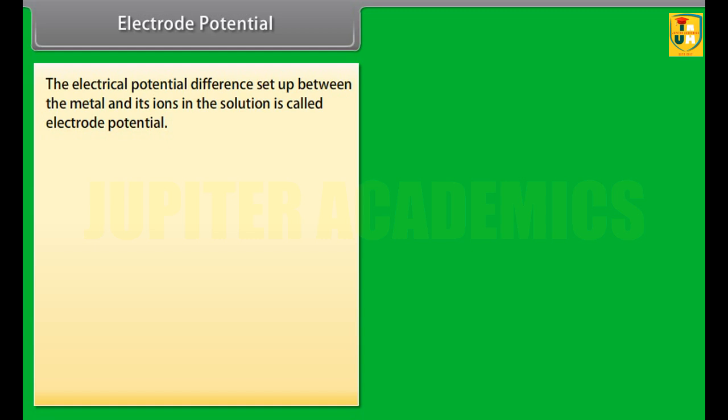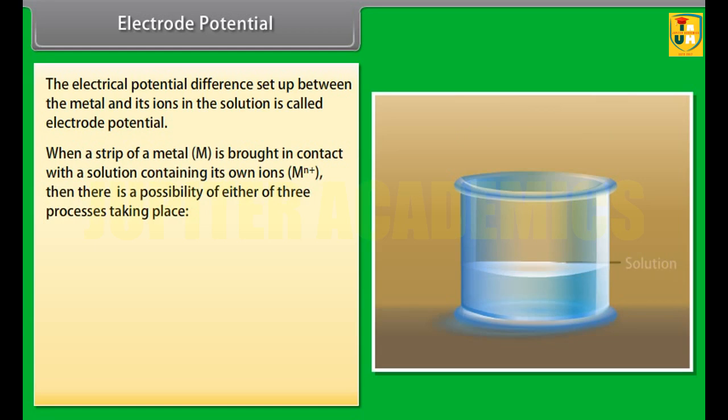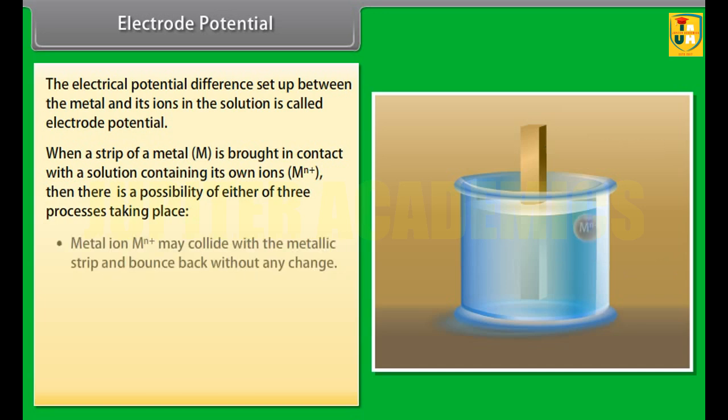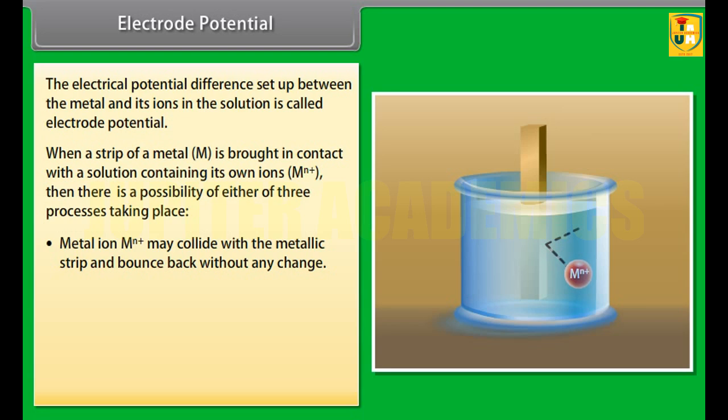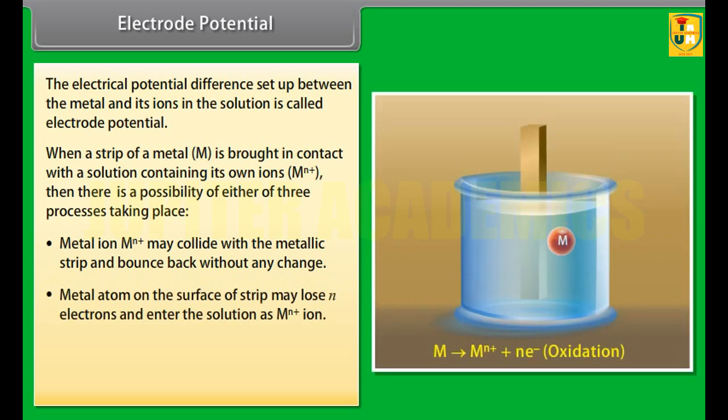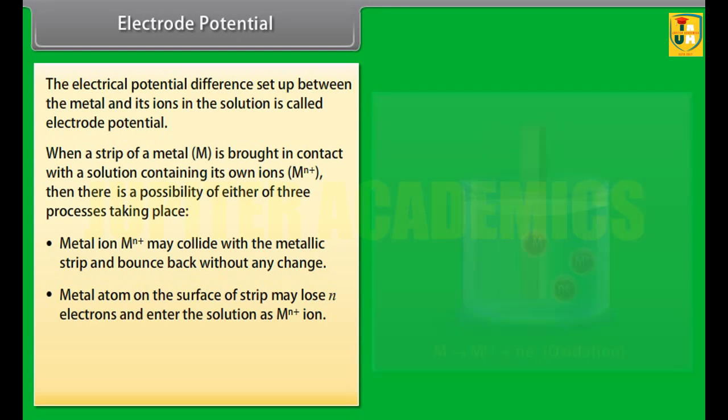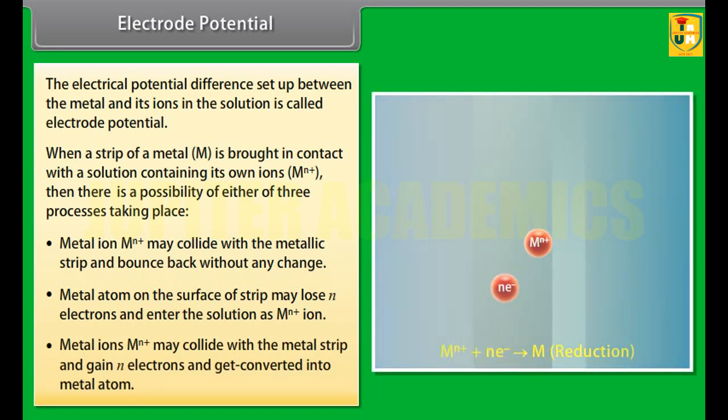electrode potential. When a strip of metal is brought in contact with a solution containing its own ions, then there is a possibility of either of three processes taking place. Metal ion may collide with the metallic strip and bounce back without any change. Metal atom on the surface of the strip may lose n electrons and enter the solution as ions. Metal ions may collide with the metal strip, gain n electrons and get converted into metal atom.